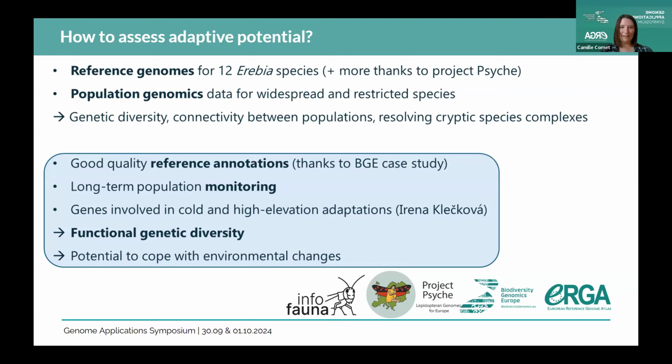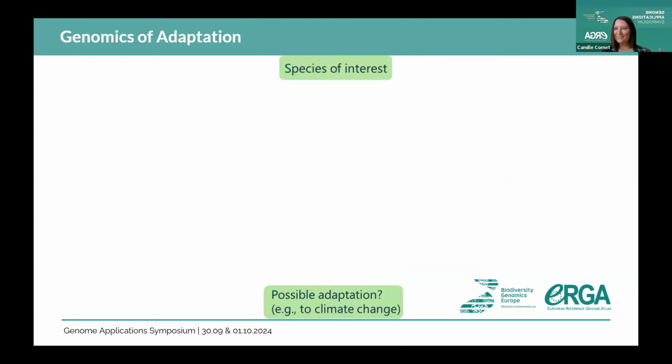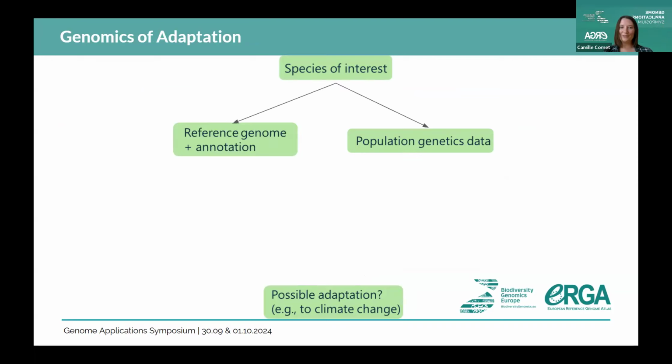Here I prepared a little roadmap on how we can go from our species of interest to a conclusion on their possibility for adaptation, for example to climate change, but also it could be to insecticide, like Marie mentioned, or any other adaptation of interest. First of all, we could make a good reference genome and annotation, generate some population genetics data, and do stuff like GWAS and things like that.